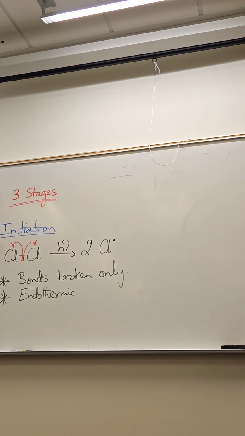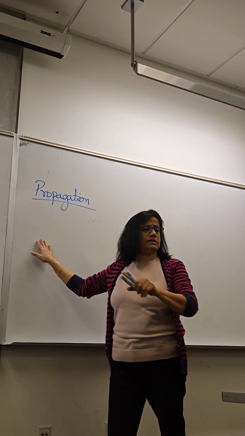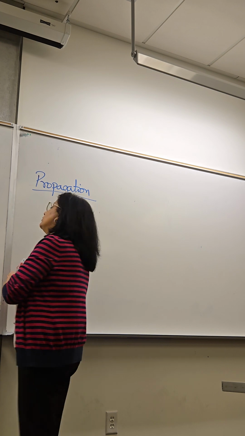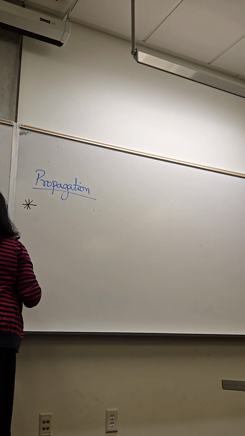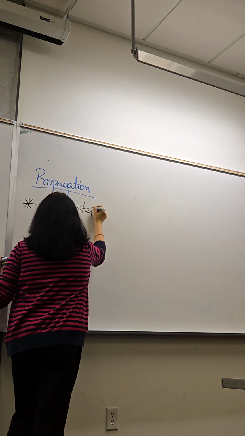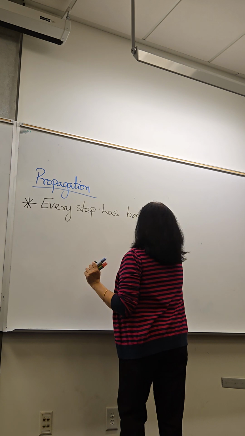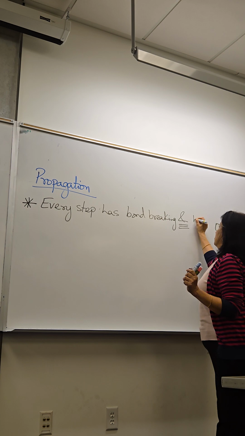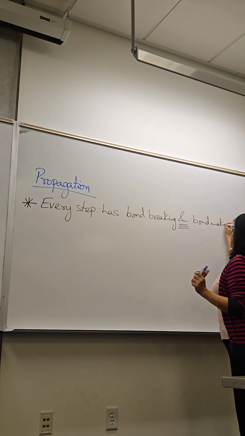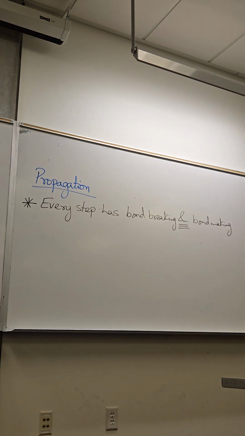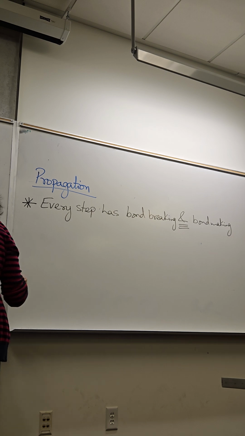Now come to the propagation stage, the most important stage in the whole process. There are some very important points that must be met when you write the mechanism for the propagation stage. First thing that you will notice is that every step in this stage has bond breaking, although of course everything has to be homolytic, and bond making. Oh shoot, I didn't leave space for myself. Okay, I'll write it here. That is very, very important. Every step should show some bonds being broken while some bonds are being created.